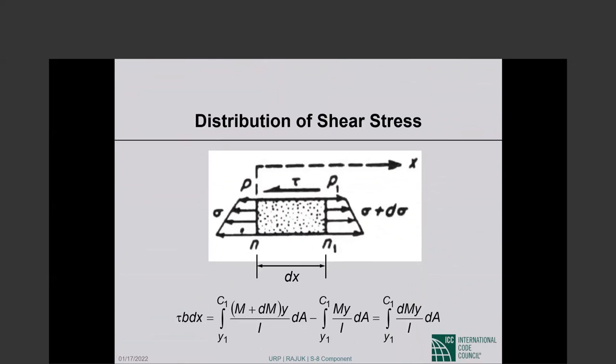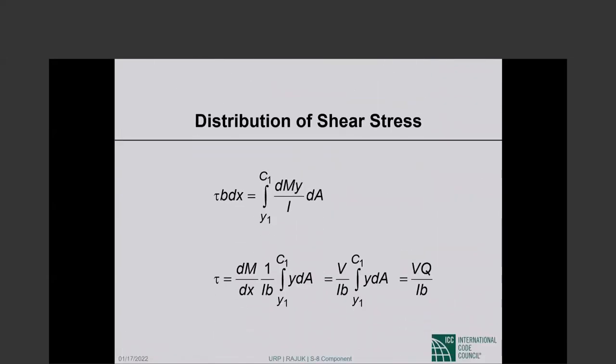So for equilibrium of this elemental block, the horizontal force tau works over the distance dx, and the width of the beam is b. So the total shear force is tau b dx. It is equal to the total normal force on this face, minus the total normal force on the left face, which is this integral. When you take this away from that, you end up with dM over I times y integrated from y1 to c1. This is what we get from force equilibrium of that elemental block.